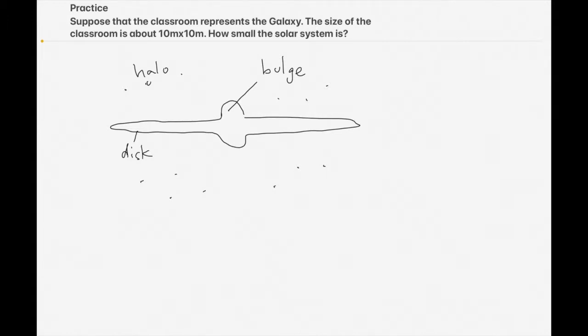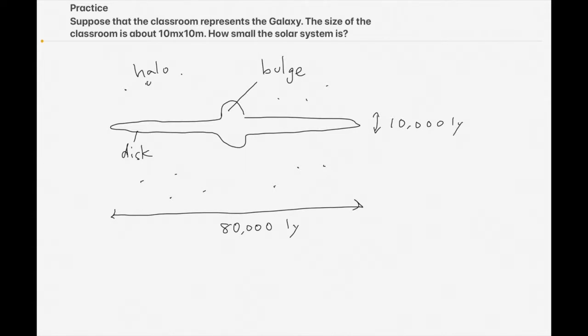The size of the galaxy, typically the diameter of the galaxy, is 80,000 light years. This is the size of the galaxy. It's really big. And as I explained, the disk is very thin. The thickness of the disk is much shorter than the diameter of the disk. It is about 10,000 light years.